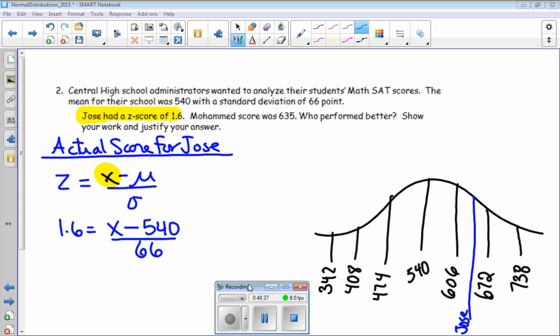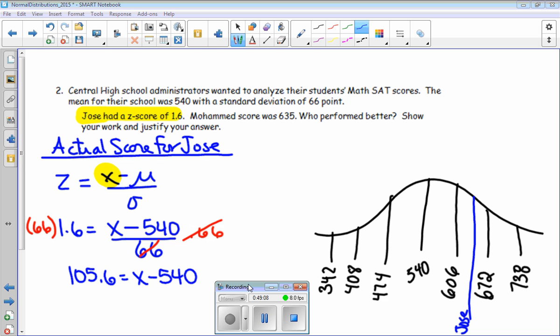To solve the equation I have for x, I'm going to multiply by 66. So if I multiply by 66, it cancels down here, right? So I'm going to take 1.6 multiply by 66. Helps if I type it in right. And I get 105.6 on the left.